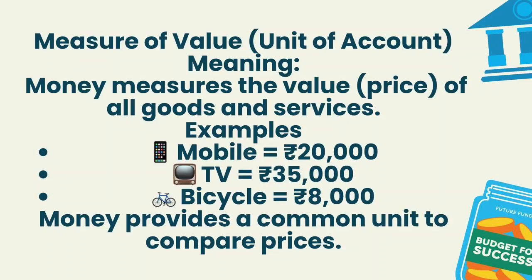Let's take another example. Imagine you enter a supermarket. There are thousands of products: rice, biscuits, soap, shampoo, milk, chocolates, fruits. Can you compare them easily? Yes, not because they are similar products, but because each has a price in rupees. Without money, every product would have to be compared with every other product. That would be impossible. Economists therefore say money acts as a measure of value or unit of account. So in the examination, if you see measure of value and unit of account in your textbook, remember they refer to the same function.